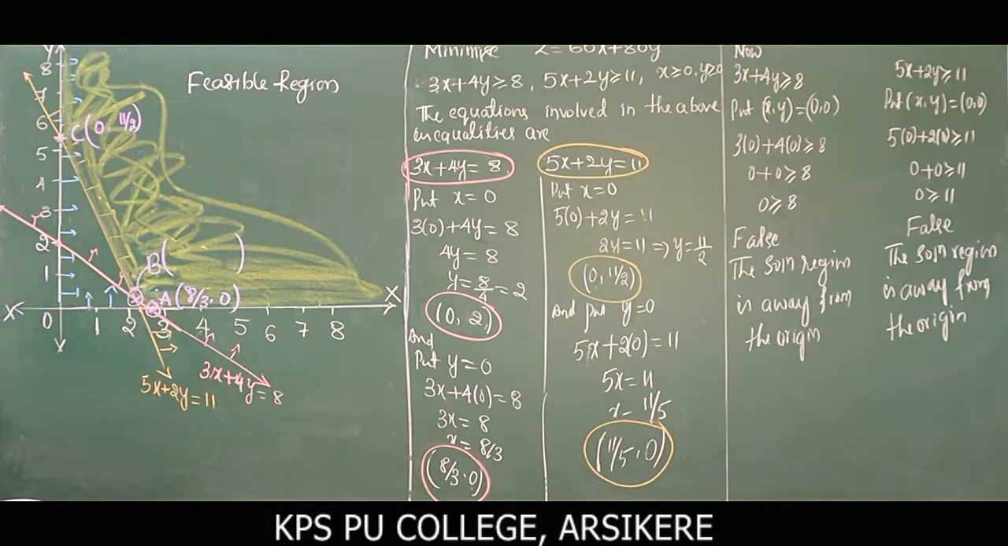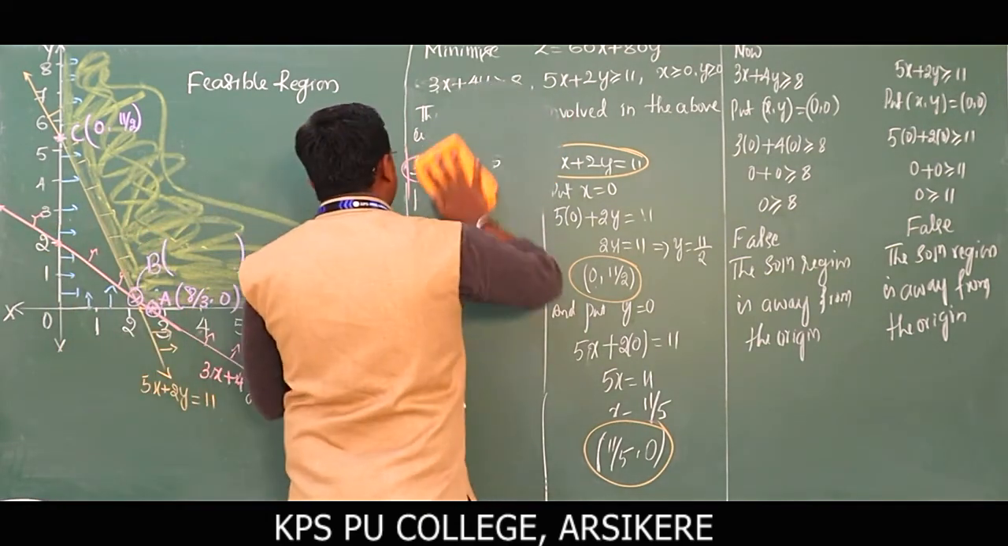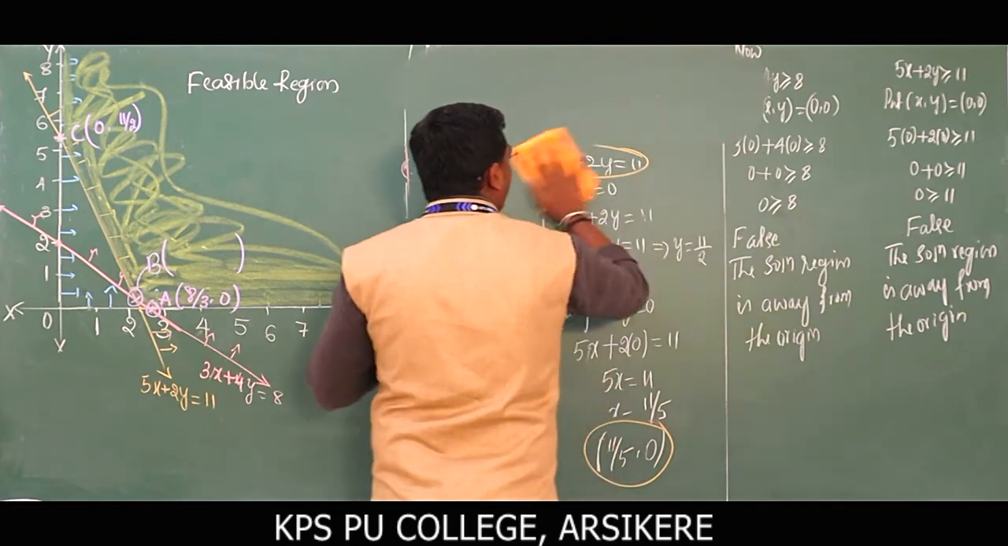So when we solve the equations, we get the values of x and y, which are the point B. Now we will solve the equations to find the point B.